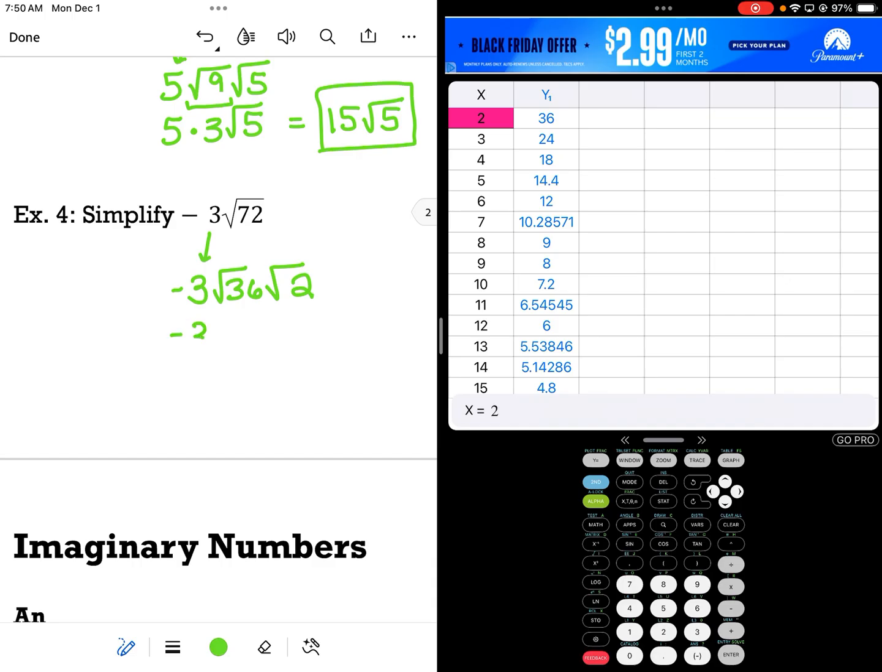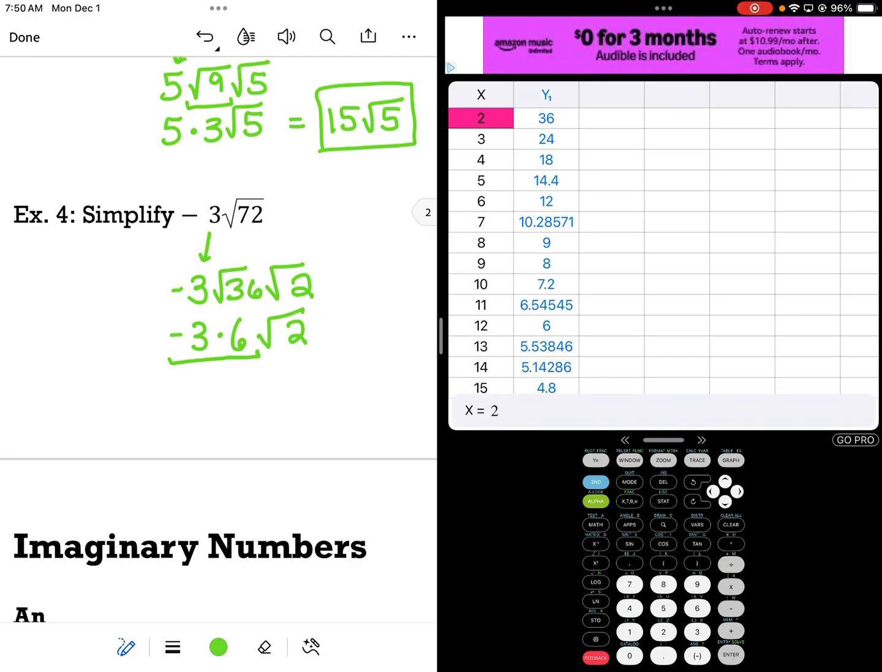Okay, so we'll do negative 3. What's square root of 36? 6, so times 6. Keep square root of 2. Now we actually multiply these. Negative 3 times 6. Negative 18, square root of 2.